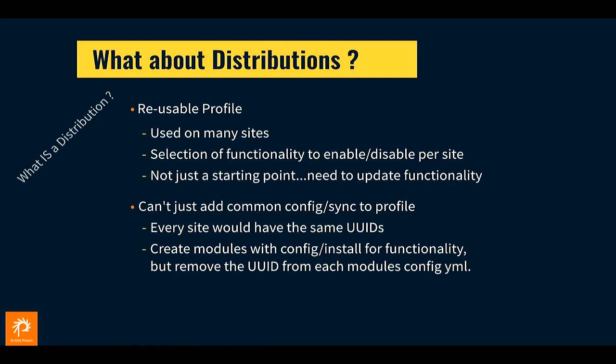So what if we had an OpenAtrium config sync directory, and we just put that in as part of our distribution, and now when you install Atrium, you would get all that config? Well, that's great, except then everybody would have exactly the same UUIDs on all their sites. And UUIDs do exist for a reason. There's a reason why we don't want all of our sites to have the same UUIDs, otherwise they wouldn't exist.